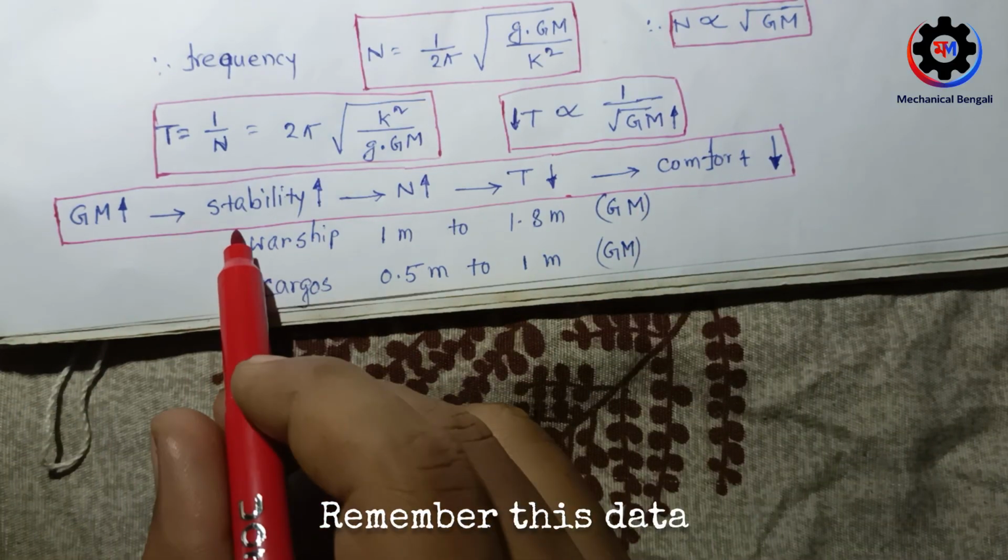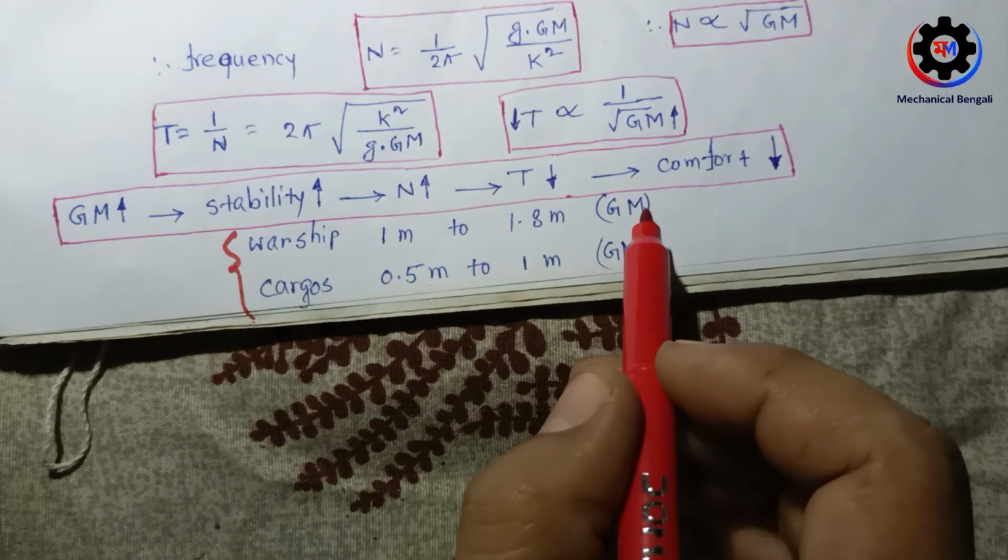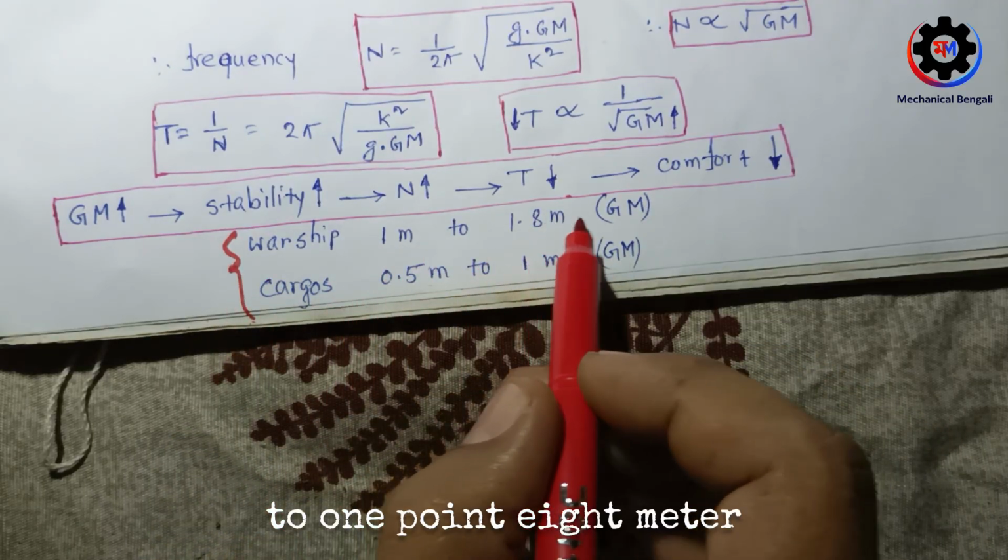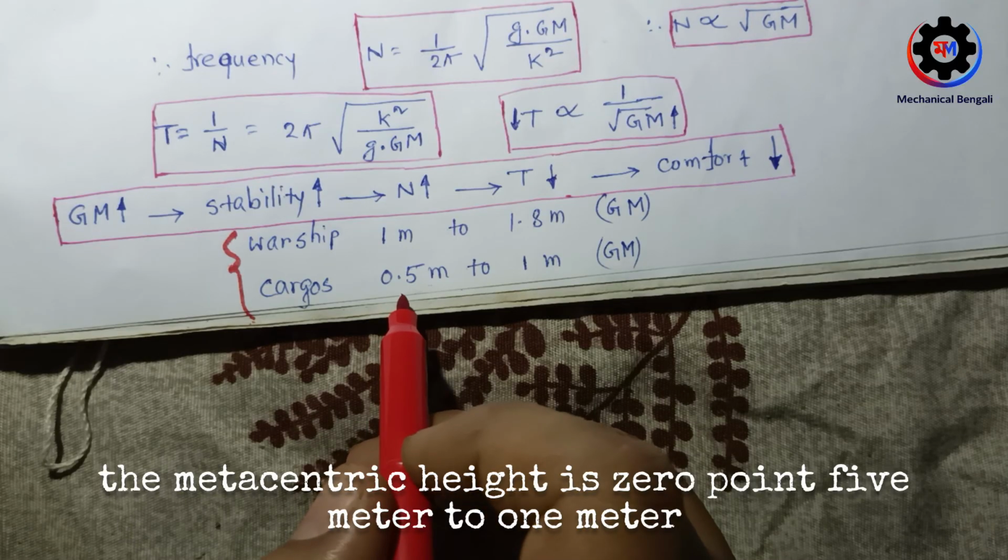Now remember this data, this is very important. For an ordinary ship, the metacentric height should be 1 meter to 1.8 meter, and for cargo ships the metacentric height is 0.5 meter to 1 meter.